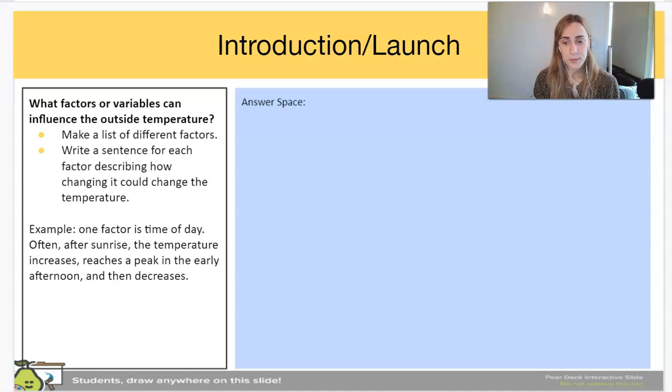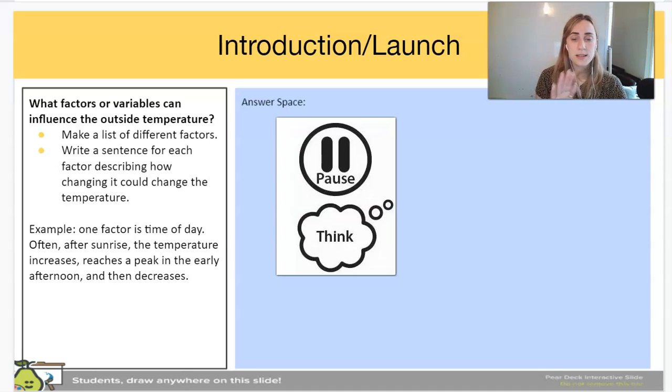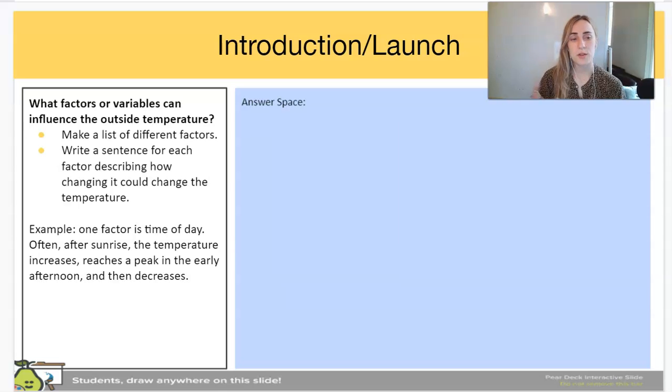So for example, one factor is time of day. So often after sunrise, the temperature increases and reaches a peak in the early afternoon and then decreases. So your list should sound like that for different variables and factors you come up with. So pause, enter your thinking in the blue space, and once you've had time to fully explain your thinking, we'll move ahead to our Explore section.